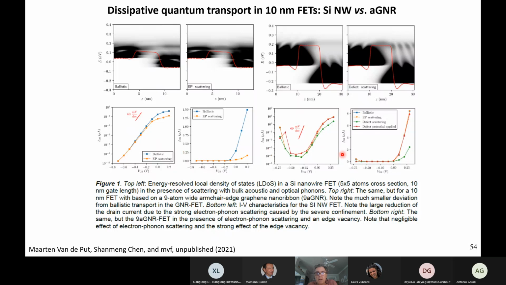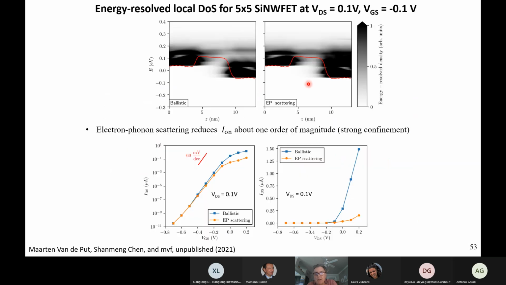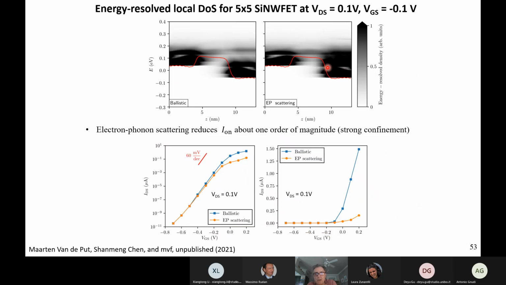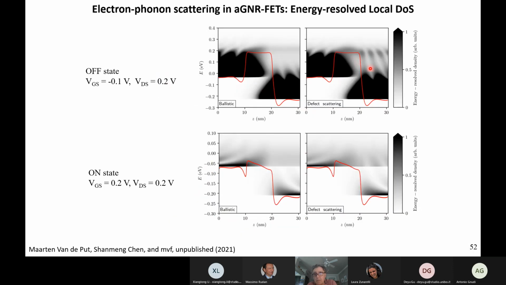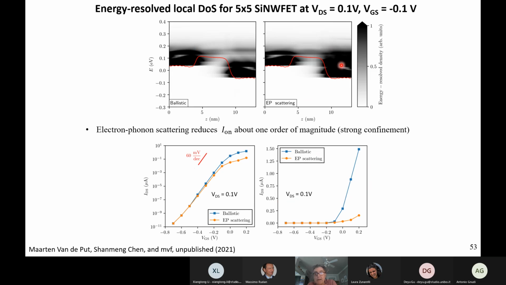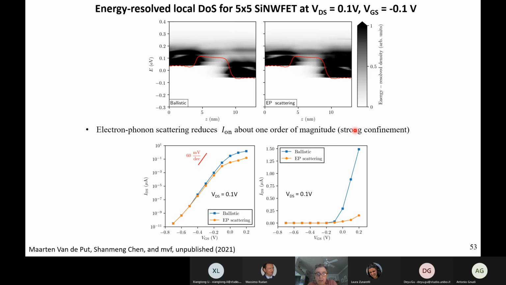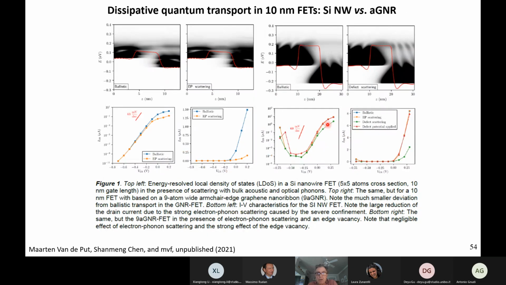If you do the same for graphene nanoribbons, you don't find anything similar. That actually, my mistake, that was for graphene nanoribbons. You see something, but not as much as you see here. Here you see something, but not as much as you see for the silicon nanowire. And that's because in graphene nanoribbons, the scattering with phonons is extremely weak. And indeed, the current doesn't change much. So these are the 2 examples.